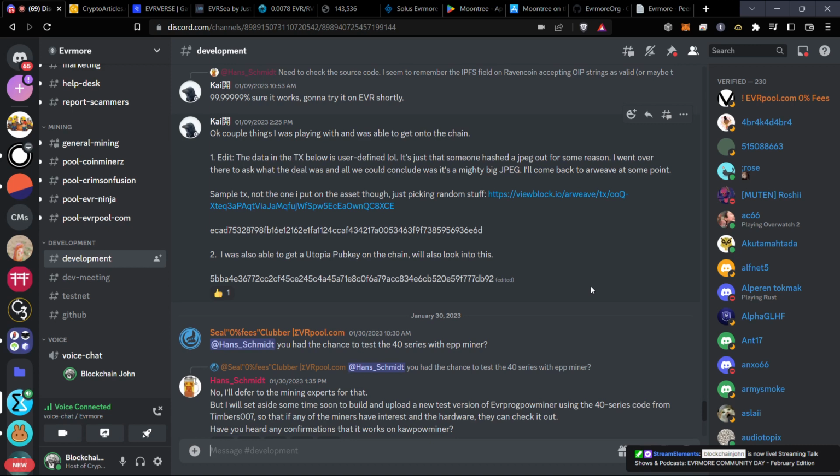I'll come back to Arweave at some point. Sample transaction, not the one I put on the asset though, just picking random stuff: viewblock.io/arweave/tx/ooq, and there's an address there. Number two, I was also able to get a Utopia pub key on the chain. We'll also look into this, and he posts the pub key there.